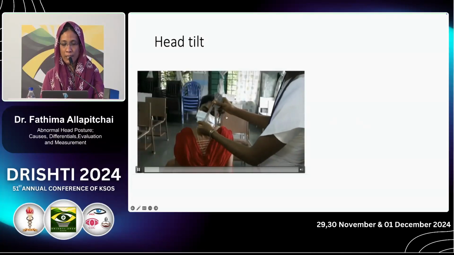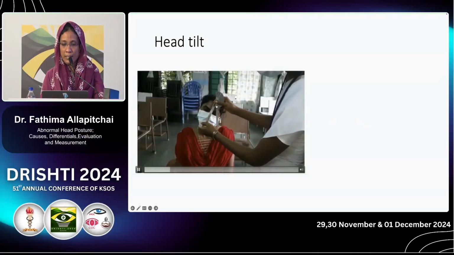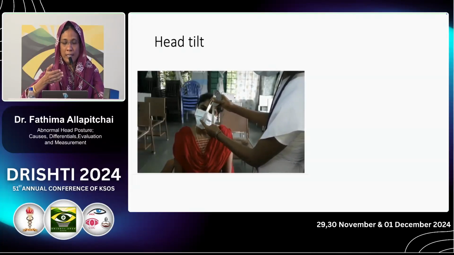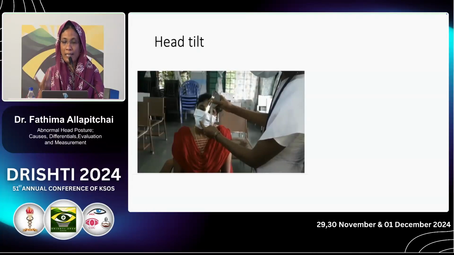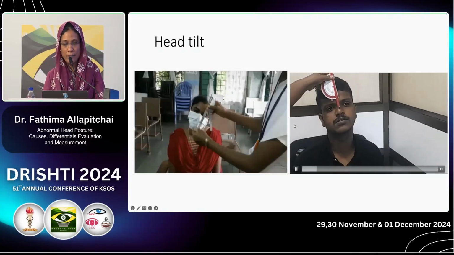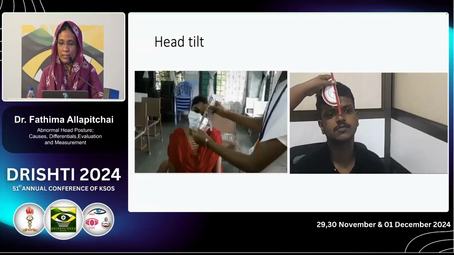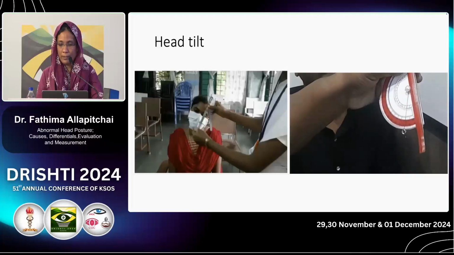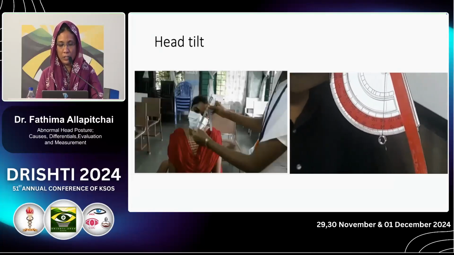The problem with the conventional goniometer is that it will come into the view of the patient, right? So the child will alter his or her head posture. So without disturbing the patient, allowing them to read the Snellen, we can still comfortably take the measurement, because the second arm is very short.